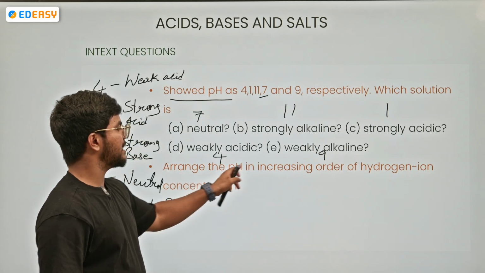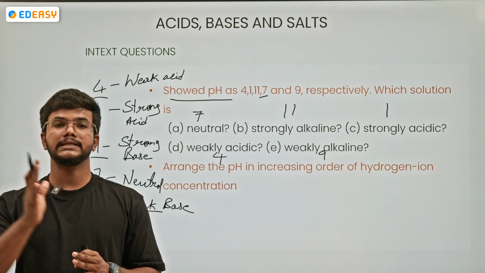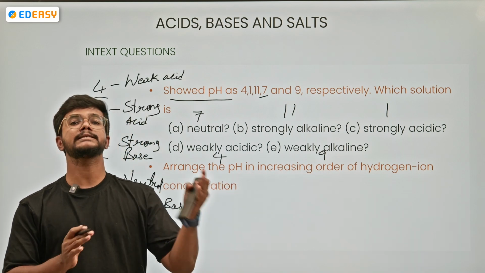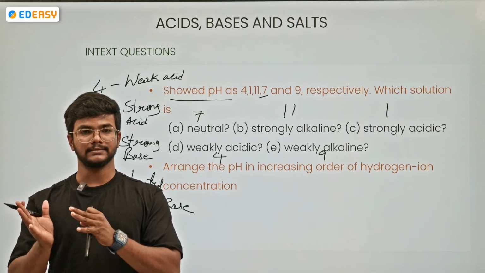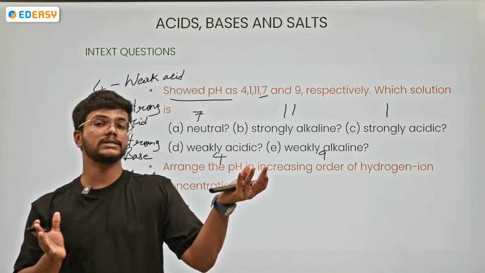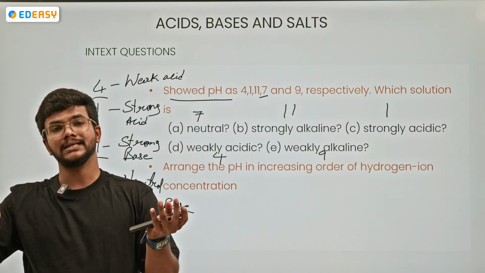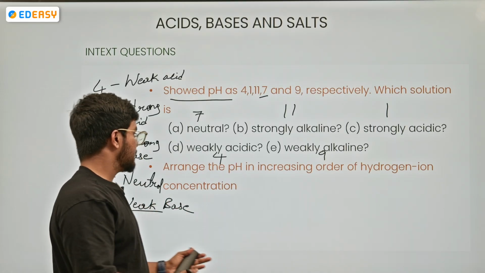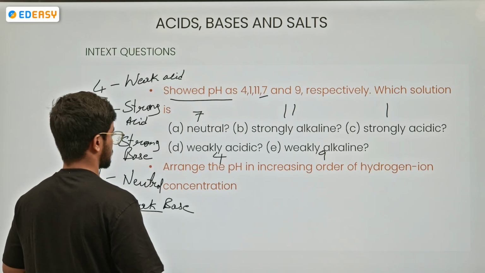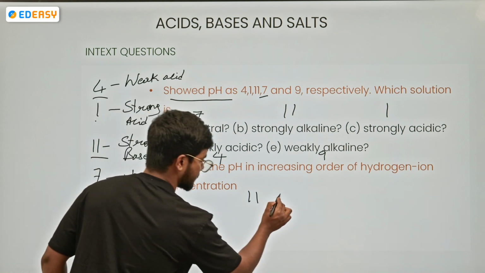Okay, so arrange the pH in the increasing order of the hydrogen concentration. Hydrogen concentration means acidity to basicity. So increasing hydrogen concentration means going from basicity to acidity. In a basic solution, the hydrogen concentration will be very low. So when you are going from the base to the acid, the hydrogen concentration increases. So first we start with the strong base, which is 11, which contains fewer hydrogens, that is why it is less.